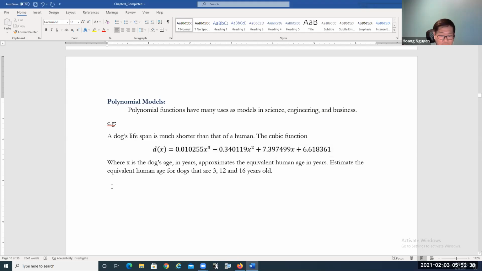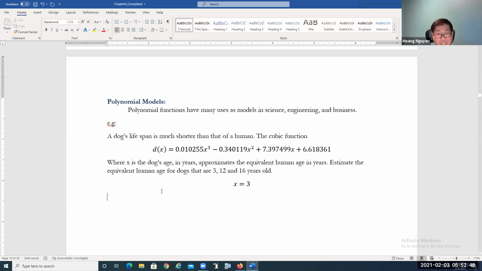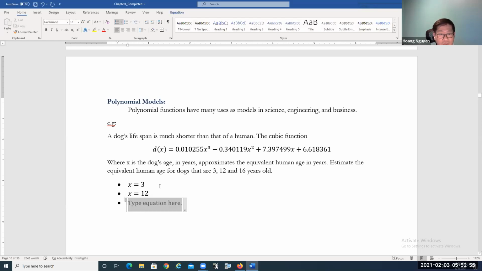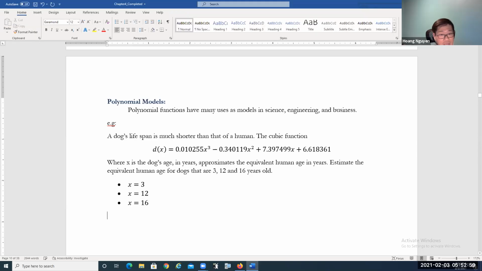Okay, so what are we going to do? Actually, we're going to plug in x equals 3. That's the first thing, because that's the first calculation they're asking us to do. And then the second one, x equals 12. And now the third one, we're going to do x equals 16. You might need a calculator for this substitution, everyone.